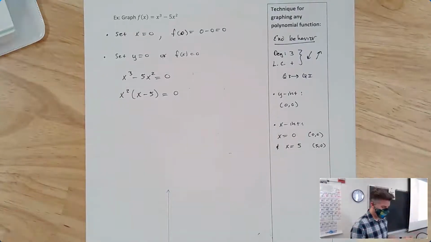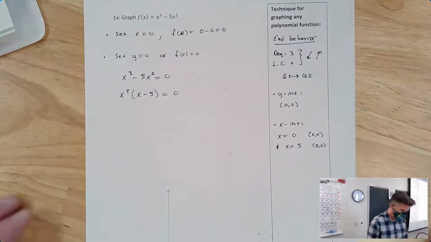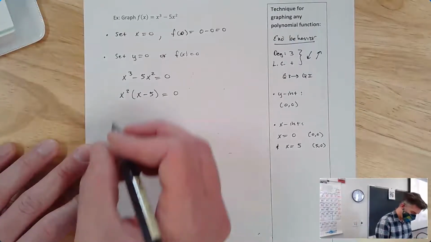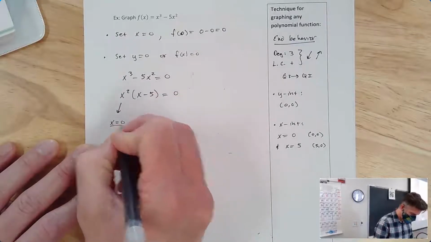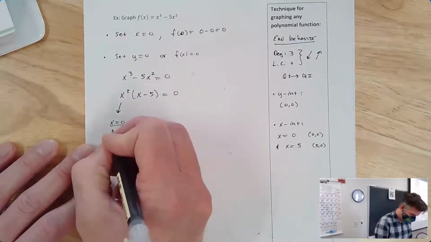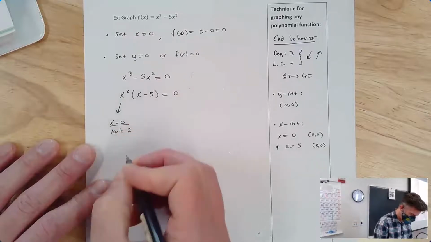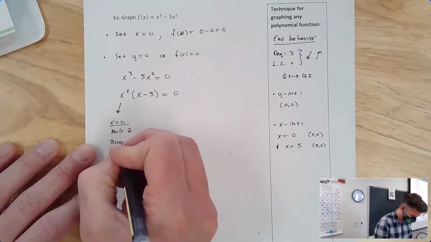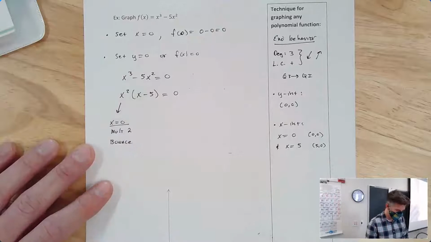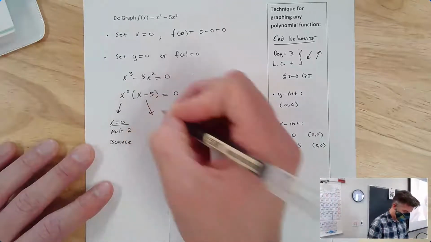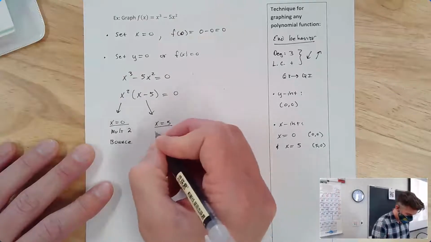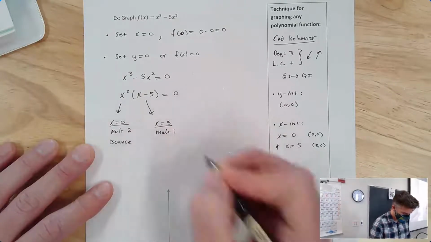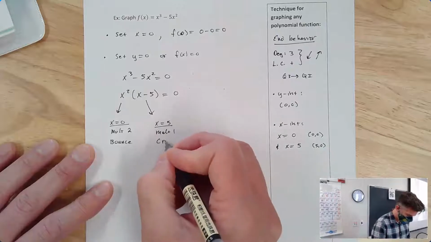And now we come to a place where we have to make some choices. I'm going to talk about the multiplicity. So for x squared, we get x equal to 0 as the intercept. The multiplicity is 2, which means we're going to bounce at 0. From x minus 5, we get the intercept of x equal to 5 with a multiplicity of 1, which means we're going to cross.